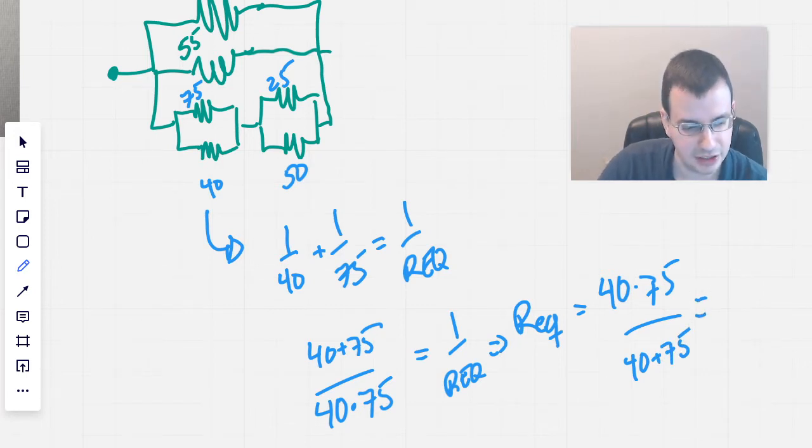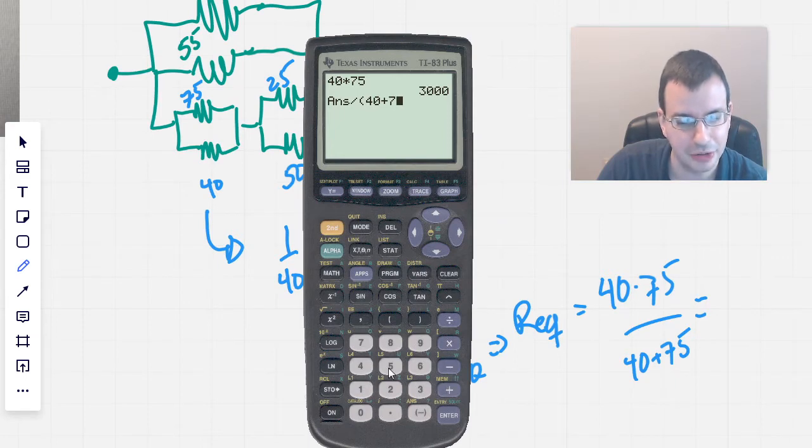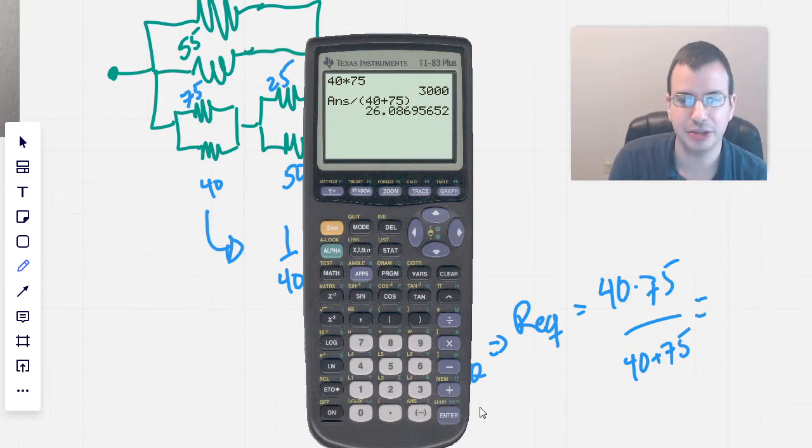This gives us a calculator. Well, it doesn't give us a calculator, but we take the calculator. 40 times 75, divided by quantity 40 plus 75. I know it's 115, but I'm still going to do it just in case. Okay, and we get 26.087.